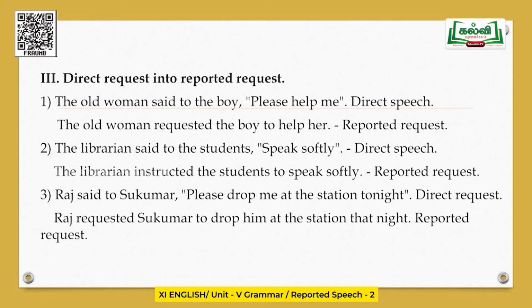Okay, fifth, next one, we will go for the third type of sentence. What is the third type of sentence? Imperative sentence. A sentence that requests or commands or orders something, or advises or suggests. I already told you. So now let us see the examples of imperative sentence. The old woman said to the boy, please help me. Since the word please is there, the old woman requested the boy to help her. Instead of please, you write requested.